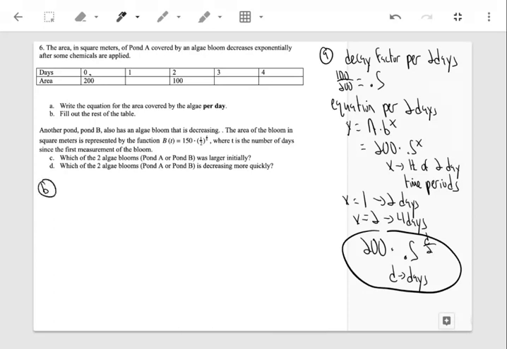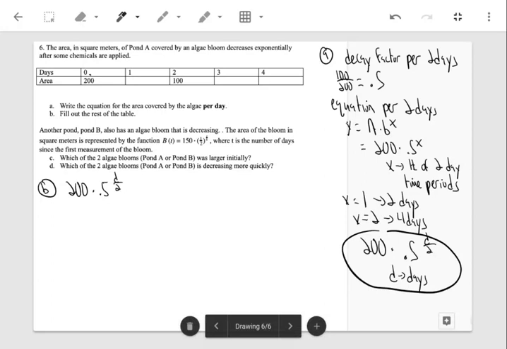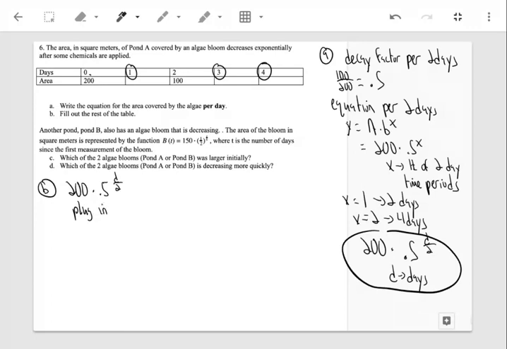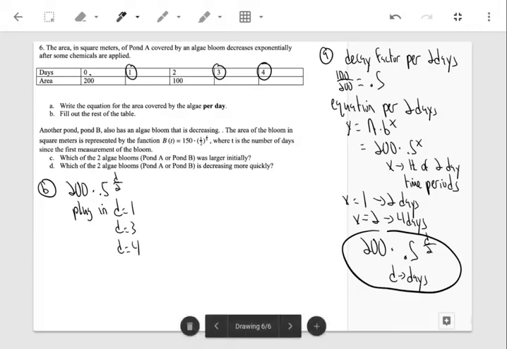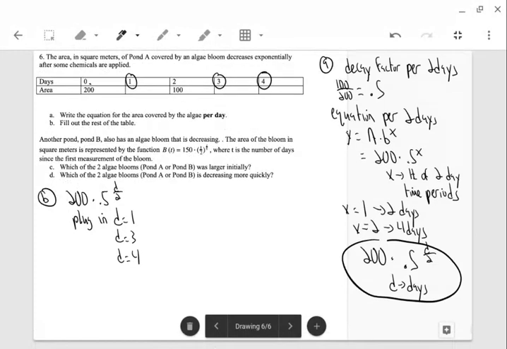Okay. For B, fill out the rest of the table. So I'm going to take my equation, 200 times 0.5 to the power of D over 2, and I'm simply going to plug in these 3 values. So plug in D equals 1, D equals 3, and D equals 4. So I will just simply do that in Desmos.